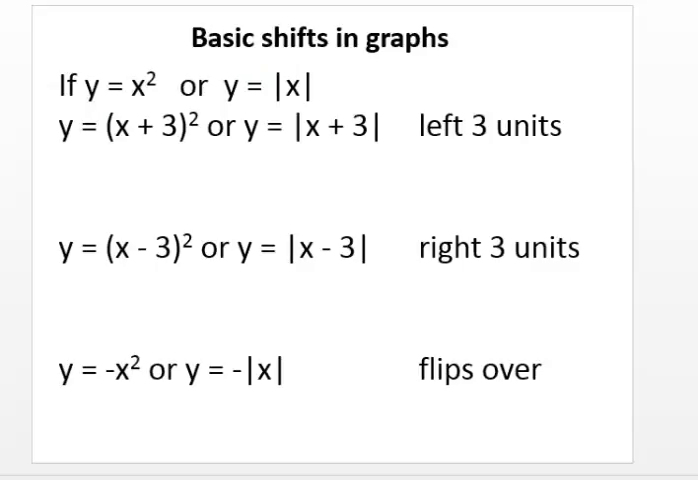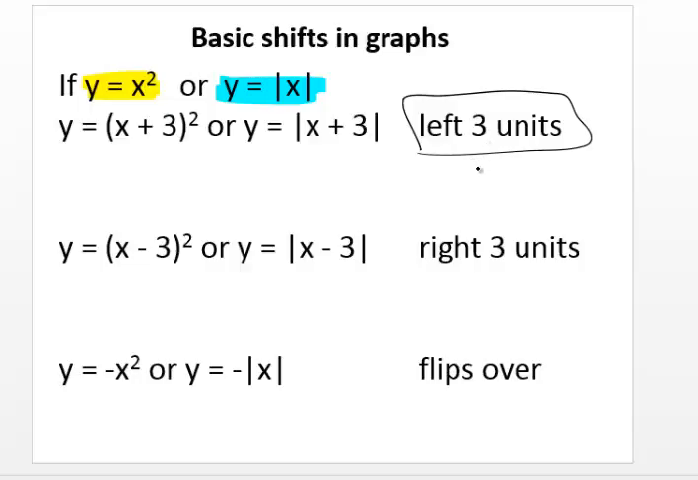3 other basic shifts in the graphs we're going to look at is right and left, and then it flips over. So there's our starting graphs. Y equals x squared and y equals absolute value of x. You can see that if I have a plus 3 on the inside of the parentheses, that will be shifting the graph to the left, or if I have a plus 3 on the inside of the absolute values, that'll shift it to the left.